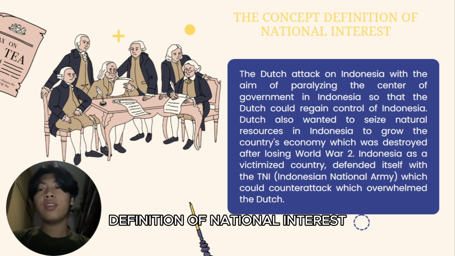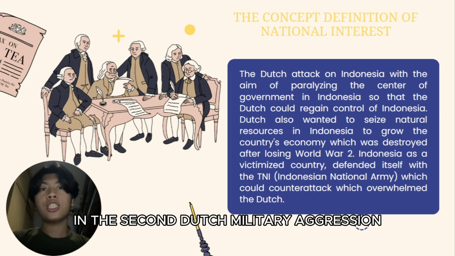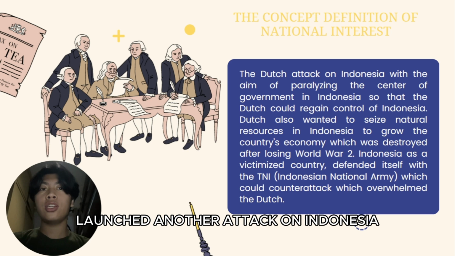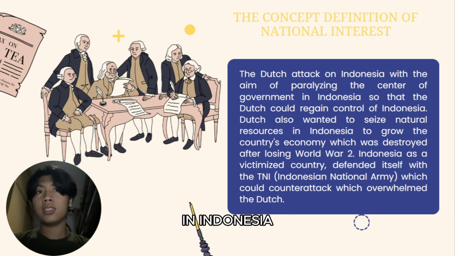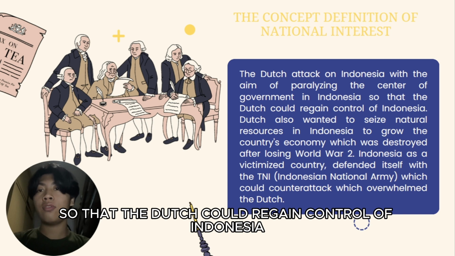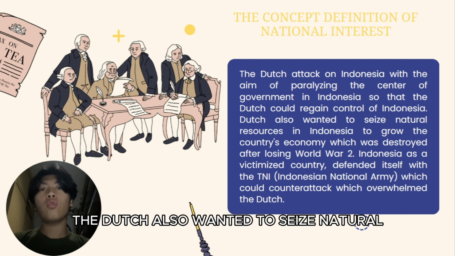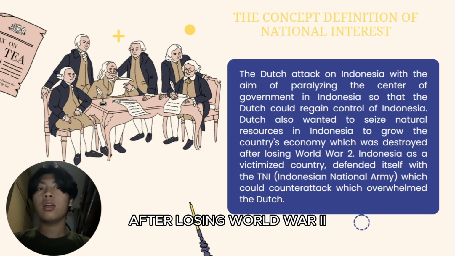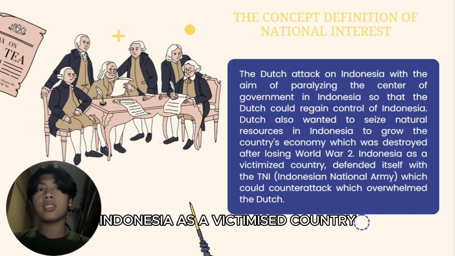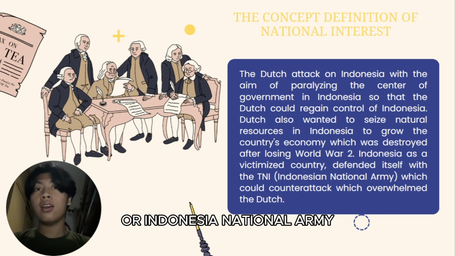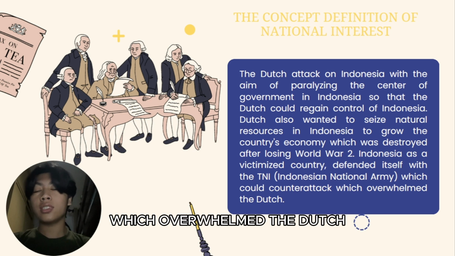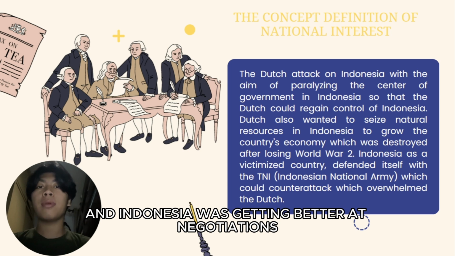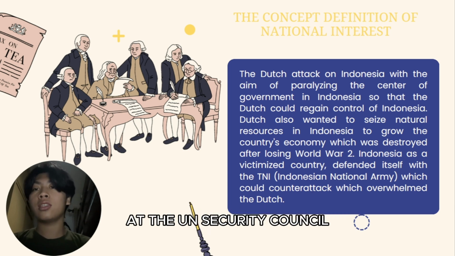The next one is the concept definition of national interest. In the second Dutch military aggression, the Dutch, who lost the first Dutch military aggression, launched another attack on Indonesia with the aim of federalizing the center of government in Indonesia so that the Dutch could regain control of Indonesia. On the other hand, the Dutch also wanted to seize natural resources in Indonesia to grow the country's economy, which was destroyed after losing World War II. Indonesia, as a victimized country, defended itself with the TNI, or Indonesian National Army, which could counterattack and overwhelmed the Dutch. Indonesia's attack made the Dutch morale decline, and Indonesia was getting better at negotiations at the UN Security Council.